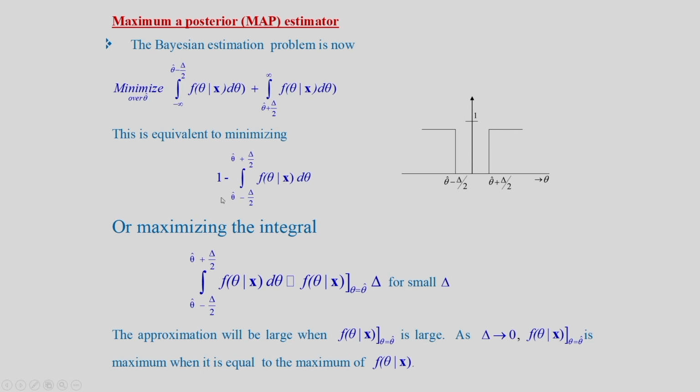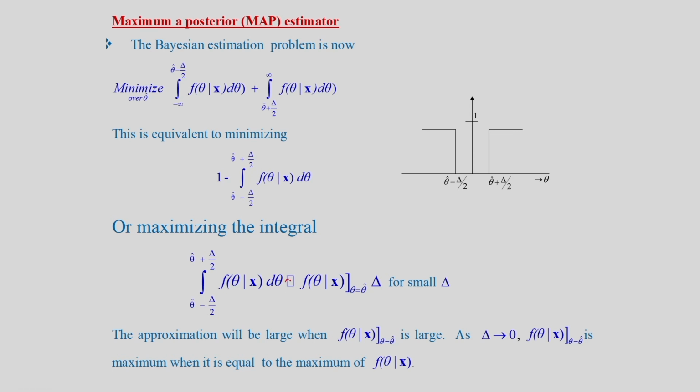So, now we have to minimize this expression, which is a difference. This minimum will be the same as maximizing the integral. If we maximize this integral, then the difference will be minimum. Therefore, we have to maximize the integral from theta hat minus delta by 2 to theta hat plus delta by 2 of f of theta given x d theta.